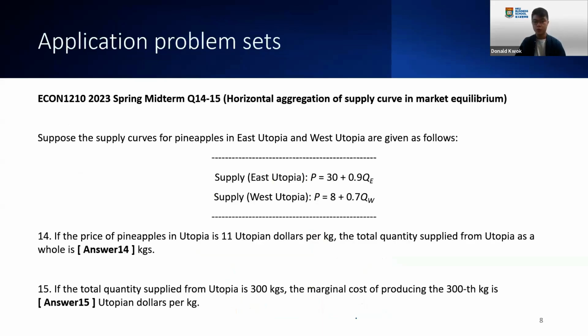So move on to the problem sets. The first one is about the supply curve. Question 14 requires you to find out the total quantity supplied from Utopia as a whole at the price of $11. So this requires you to make use of the technique of horizontal interpretation of the supply curve.